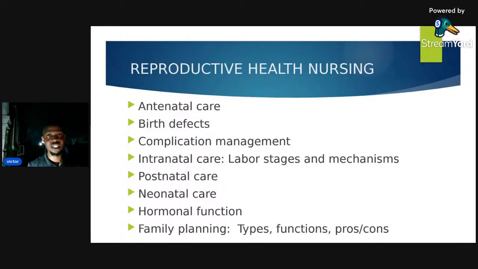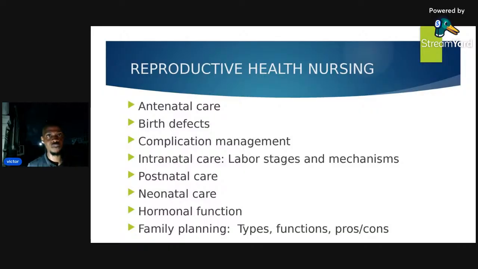Then the postnatal care. I talked about the postnatal care when I talked about the lochia and involution, that is postnatal care. So neonatal care, how you care for the baby. You have to carry out your APGAR score: appearance, pulse, grimace, activity and respiration. You have to carry it out to ensure that the baby is well accustomed to the external environment.